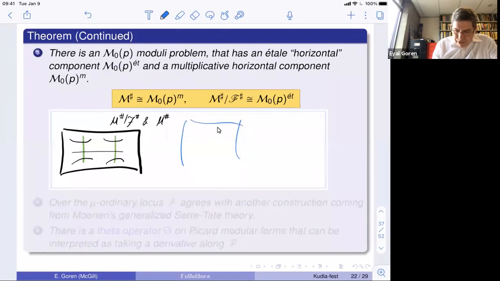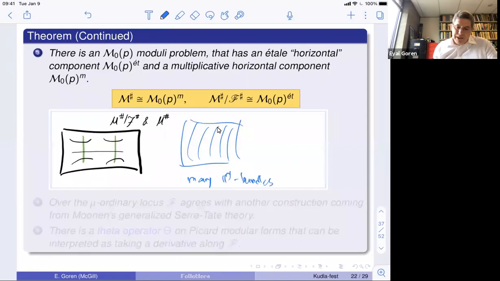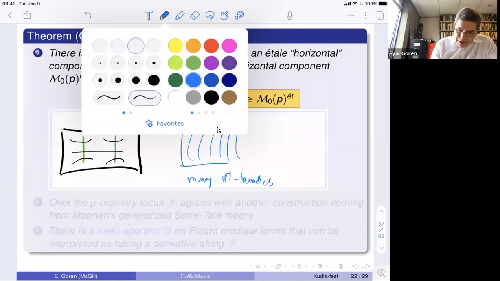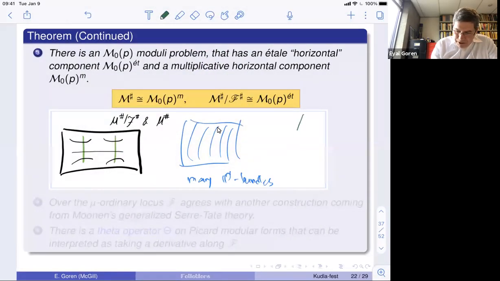There are sort of P1 bundles, many P1 bundles that are sitting horizontally over the base moduli problem with no level P structure. And in fact, over super special points, you have sort of comps of P1. Okay, so this is certain comps of P1.